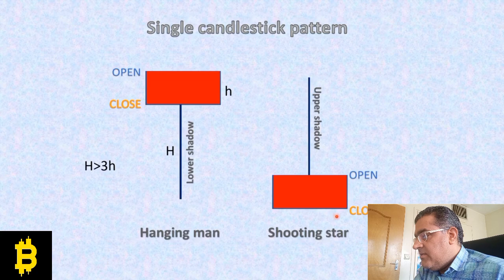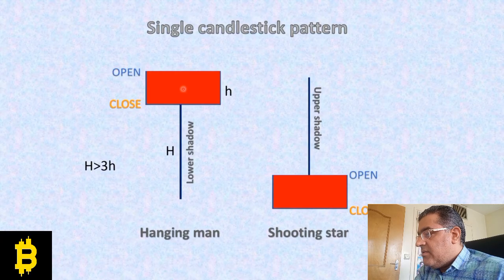This pattern is normally seen at the top of the upward trend, and is mostly used as a warning sign of the trend changing from uptrend to downtrend direction. But this has a small body and a long lower shadow for a hanging man, and a long upper shadow for a shooting star at the top of an upward trend.